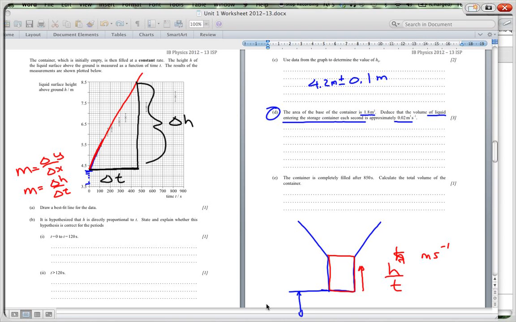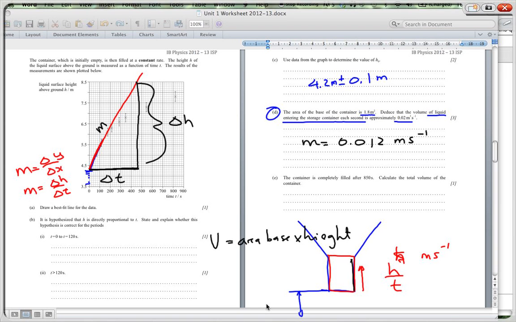When you work that out, you should get a slope for the graph, m, of about 0.012, and that would be meters per second. Now that's how quickly it's going up. Now if we know our formula for volume, it's equal to area of the base times the height.